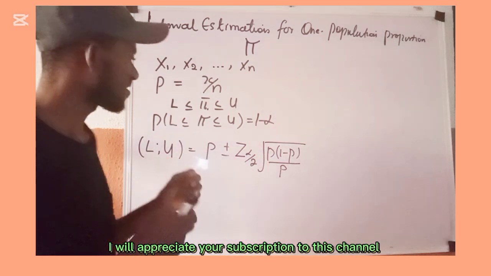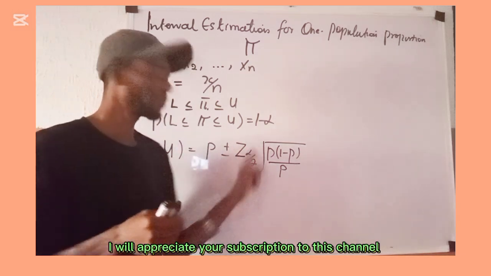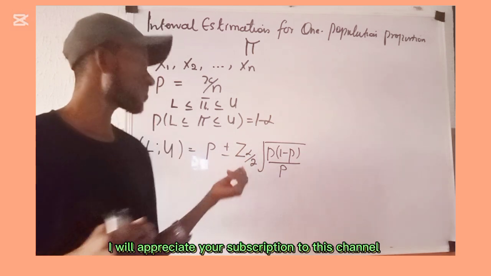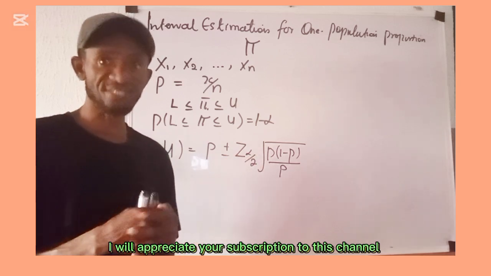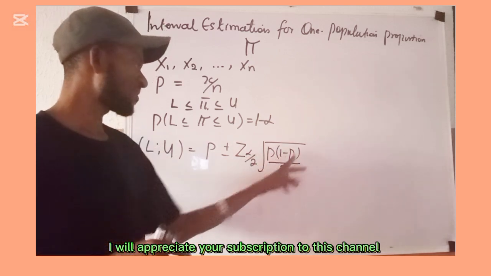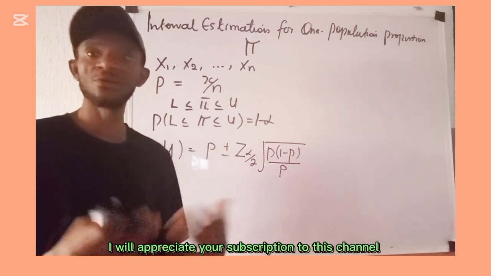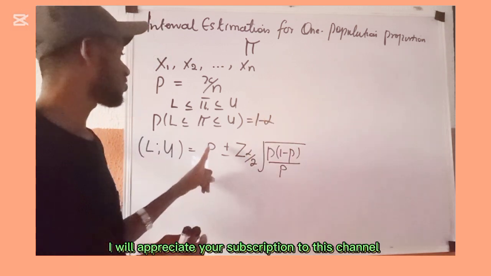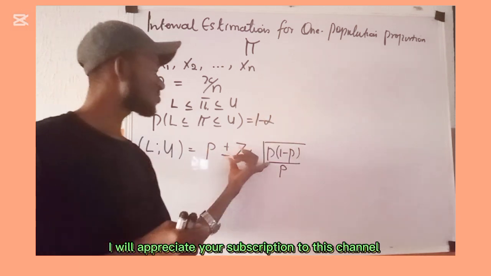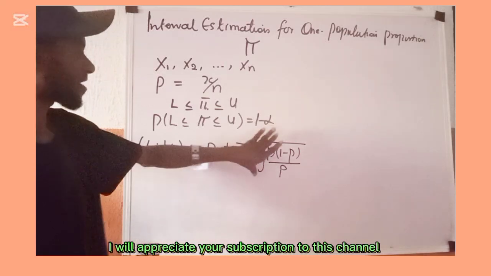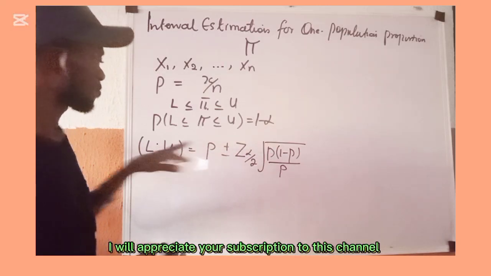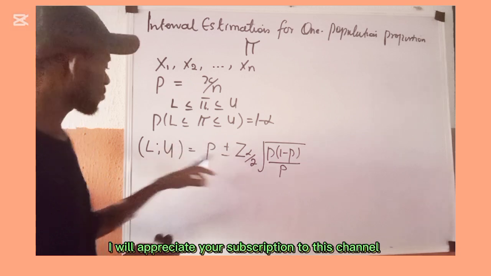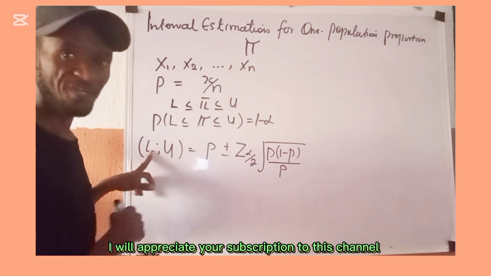And like we have always said, this z of alpha over 2 is what we call the critical value of the confidence limit, which is of course read from the standard normal distribution. And P is the sample proportion, which from whatever sample you are taking, you'll be able to estimate. Once you fix them into this, evaluate this expression with respect to plus, you obtain U. When you evaluate it with respect to minus, you obtain the value for L, which is the lower confidence limit.